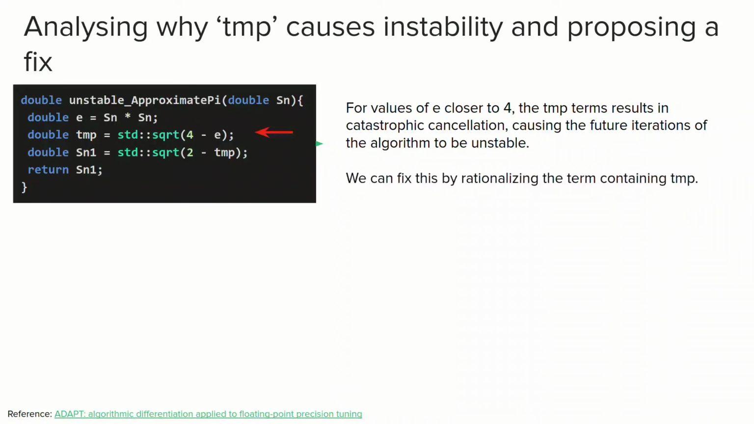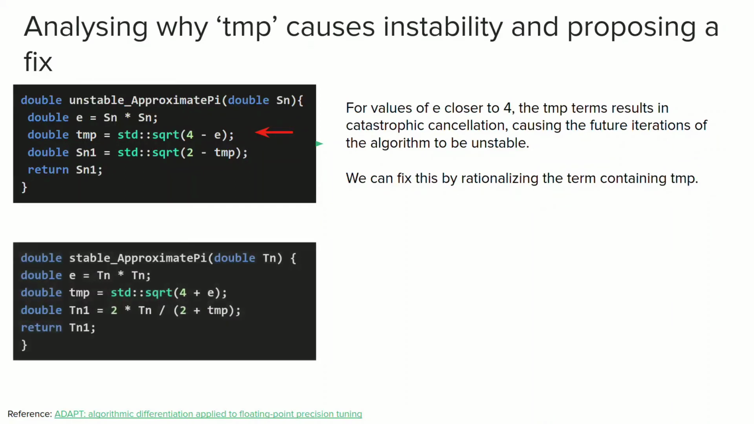So how can we fix this? We can fix this by rationalizing the term containing TMP. And after rationalizing, we get a stable approximate pi that looks like the following. This is the approximate pi that we've been using earlier. Now, you don't have to believe me when I say it's stable. Let's look at some results, and also let's look at the sensitivity of the variables now that we have, quote-unquote, fixed it.